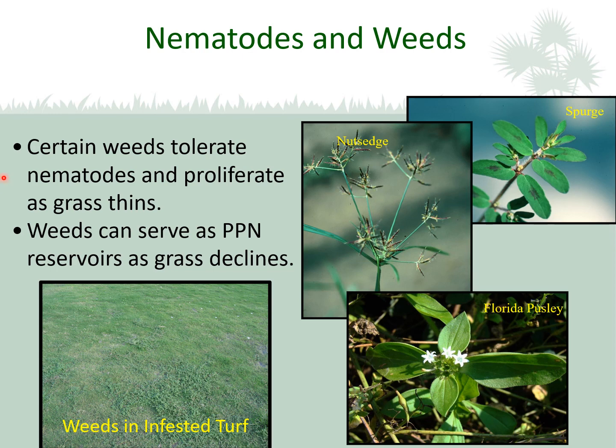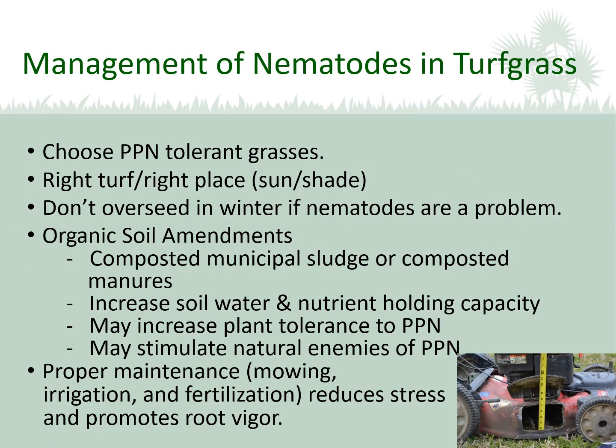Certain weeds tolerate nematodes and can proliferate as the grass thins. So weeds can serve as reservoirs because they're tolerant as the grass declines. And some common weeds, we all know nutsedge, spurge, and Florida pusley, or Florida snow, as we know it. University of Florida research has shown that overseeding can increase nematode numbers on Bermuda grass by providing an alternate food source to the nematodes during winter when nematode activity subsides. Therefore, it is best to avoid overseeding when possible from a nematode management standpoint.